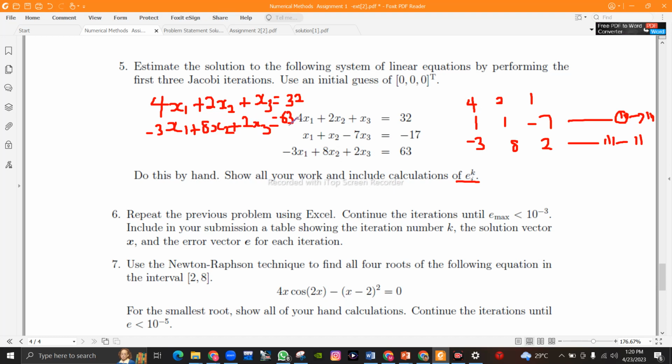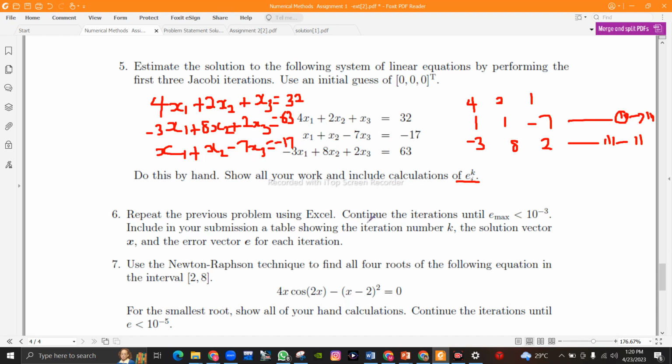If we do not swap it, the Jacobi iteration will not converge. We're having higher errors, and higher errors. Then you have x1 plus x2 minus 7x3 equals minus 17. So always make sure that your matrix is diagonally dominant. So with this now, it is diagonally dominant.